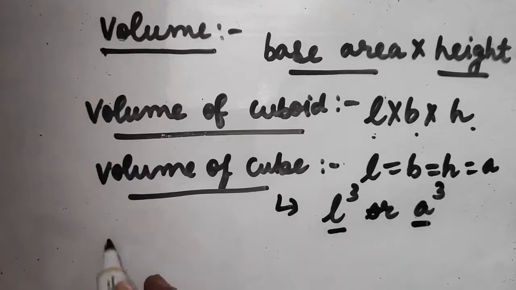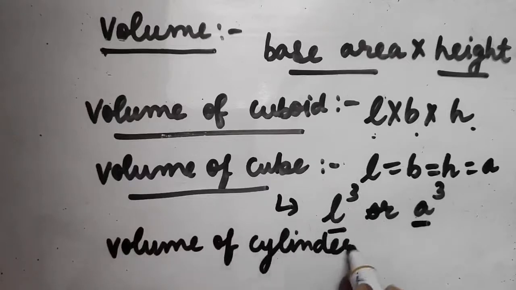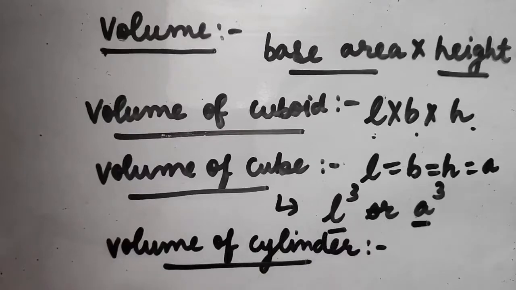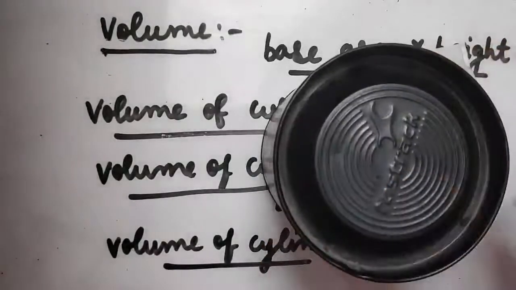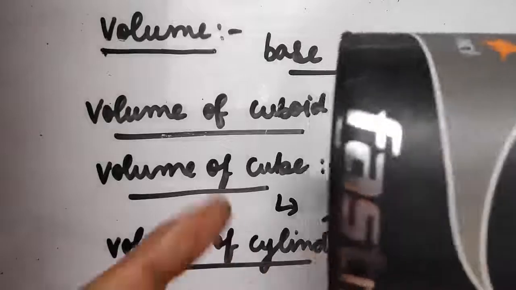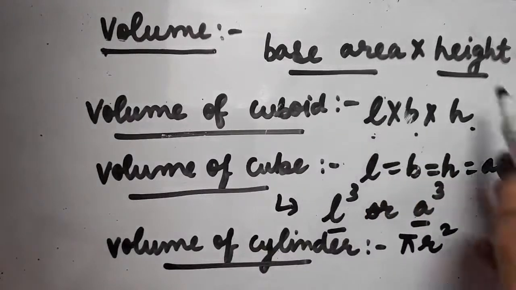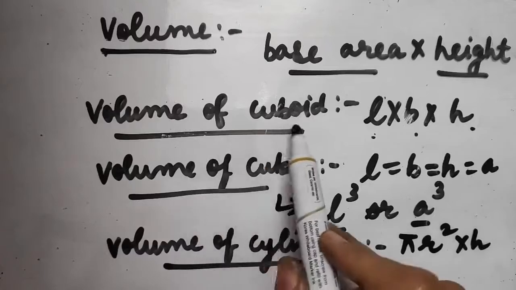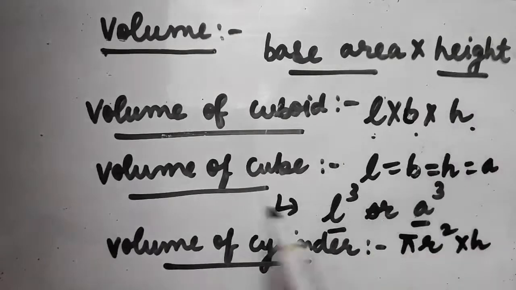Now if I talk about the volume of a cylinder, you can see the base is circular, so the area of the base is pi r square, into H. The volume of a cuboid is given by L into B into H. Area of base into height is the general formula of volume. Volume of a cube is given by A cube. Volume of a cylinder is given by pi r square into H.